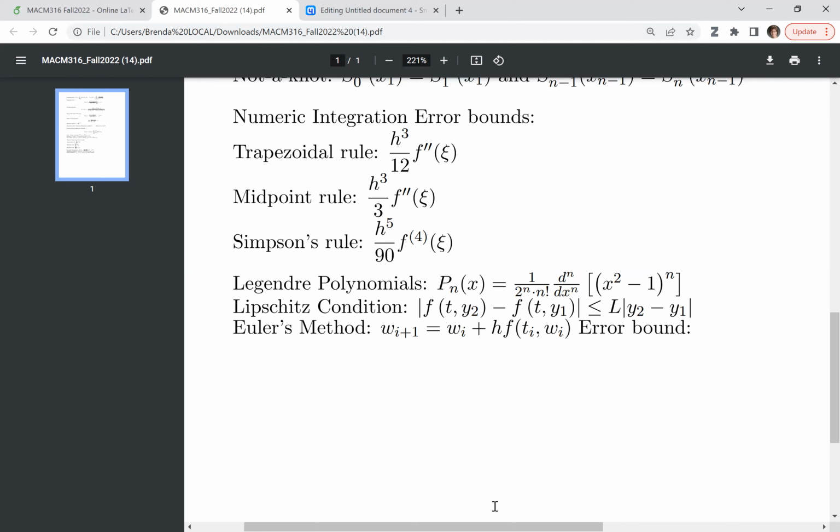Okay. Other questions or comments about this whole formula sheet situation? Okay, let's talk about some of the material here.